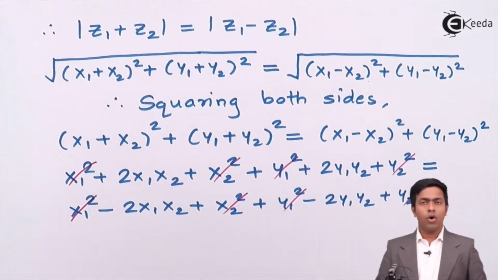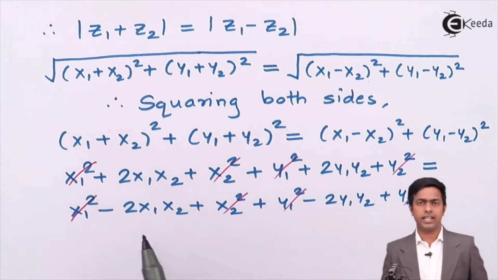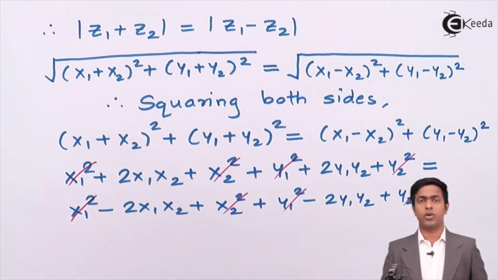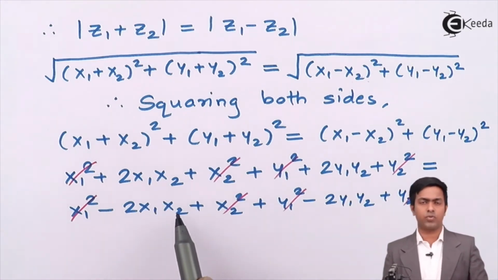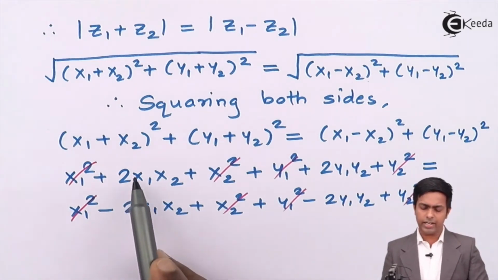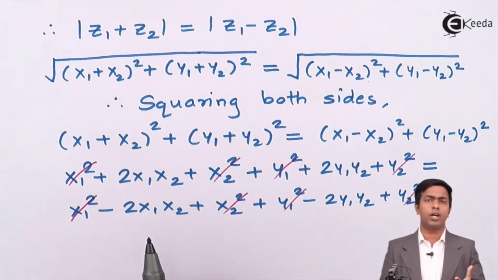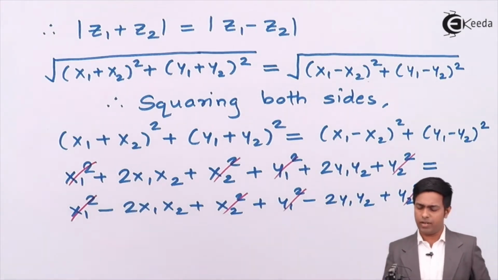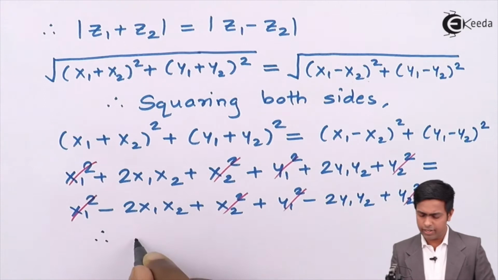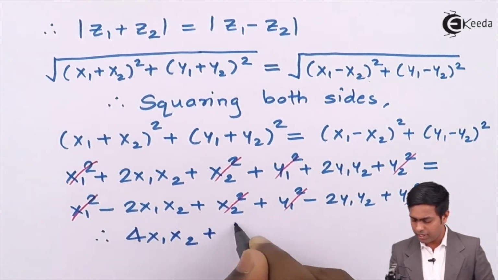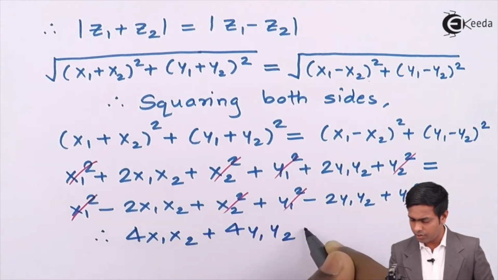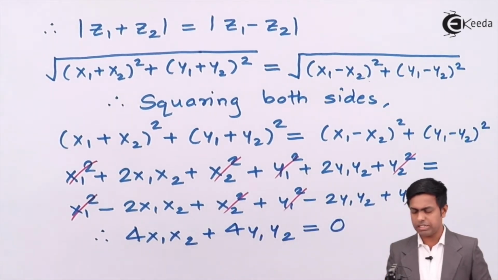Now, from the right hand side we'll take this minus 2x1 x2 to the left hand side, so that will become positive 2x1 x2, and when we add it with this 2x1 x2, that will become 4 times x1 x2, and similarly for this. So therefore we will get 4 times x1 x2 plus 4 times y1 y2 is equal to 0.